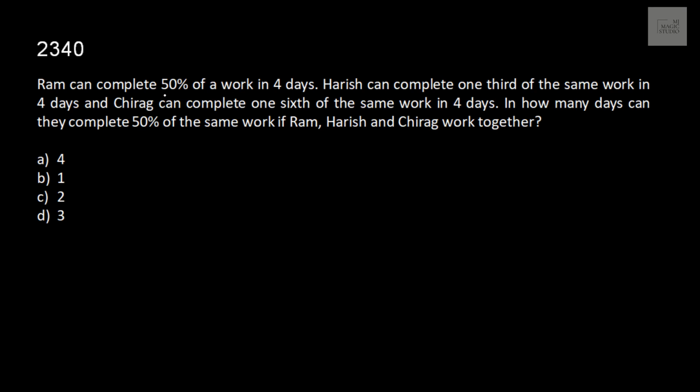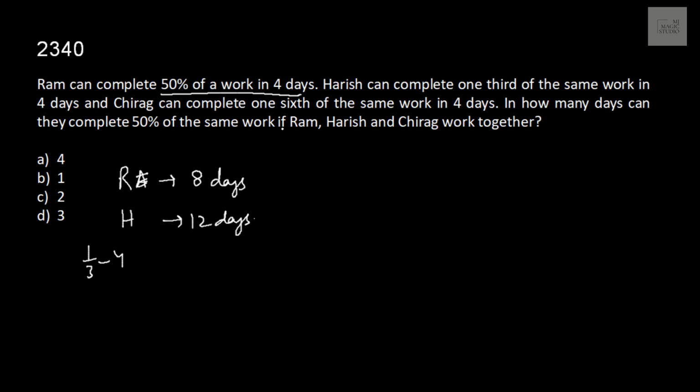Ram can complete 50% of the work in 4 days. That means he can complete the entire work in 4 into 2, 8 days. Let it be Ram, R. Harish can complete 1/3 of the work in 4 days. That means Harish can complete the entire work in 4 into 3, that is 12 days.